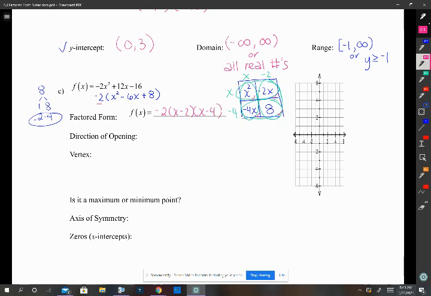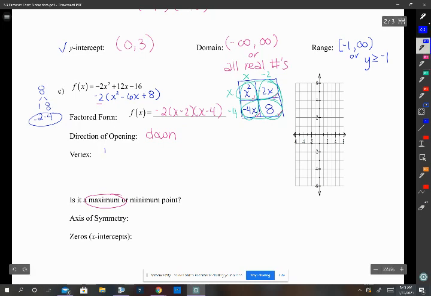All right. The direction of opening, because of the negative 2, is going to go down. And because it goes down, that means we have a maximum point. So we can kind of answer those two questions at the same time.